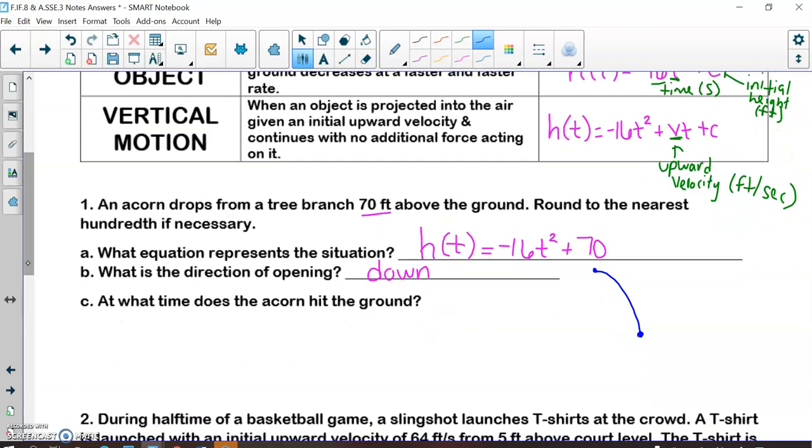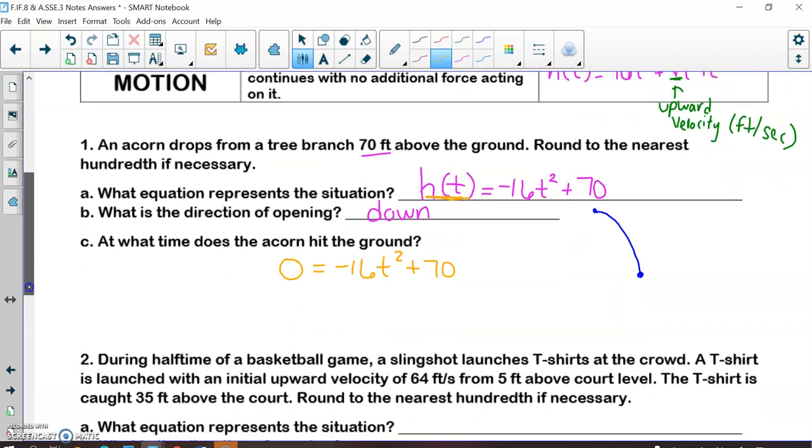Now it says, at what time does the acorn hit the ground? So what we're going to do is for the height in my function, the ground is at a height of 0. So I'm going to put 0 in for h of t, and now I'm going to solve for t. In this type of equation, when your b value is 0, you can solve for t by doing the square root method. I'm going to subtract 70 from both sides, and then I'm going to have a negative 16t squared, and then now I'm going to divide my negative 16 on both sides.